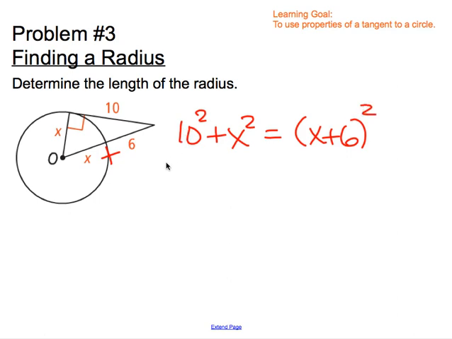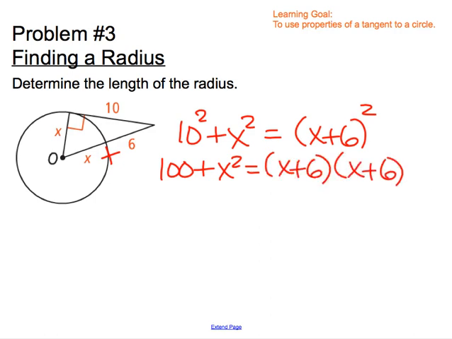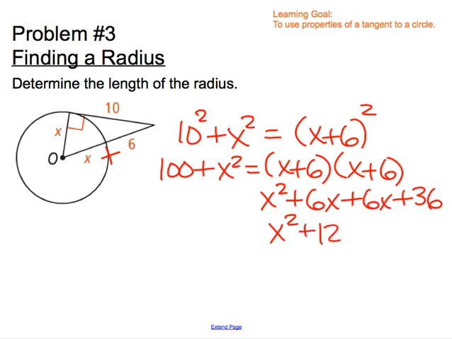So 10 squared is 100 plus x squared. And here we're going to have to FOIL this out. So we have x plus 6 times x plus 6. We have first times first, or x squared. Outer times outer, plus 6x. Inner times inner is plus 6x. And last times last is plus 36. Combining like terms, we get x squared plus 12x plus 36.